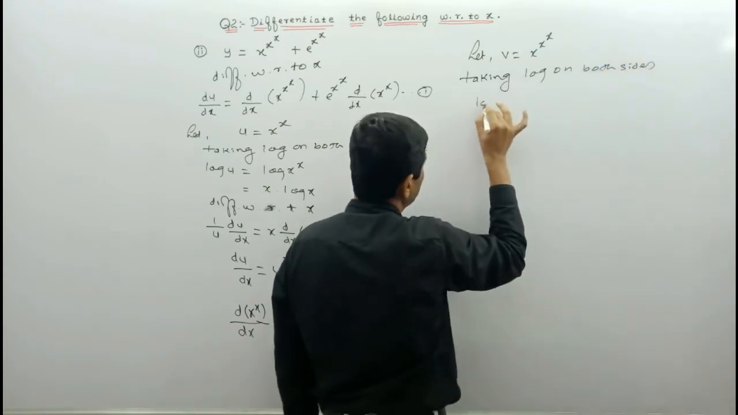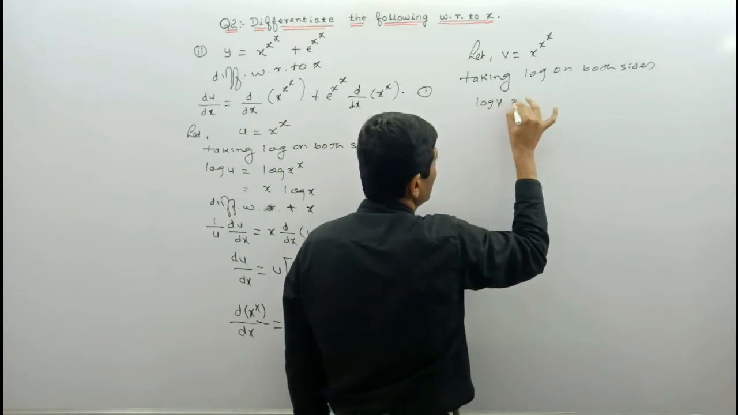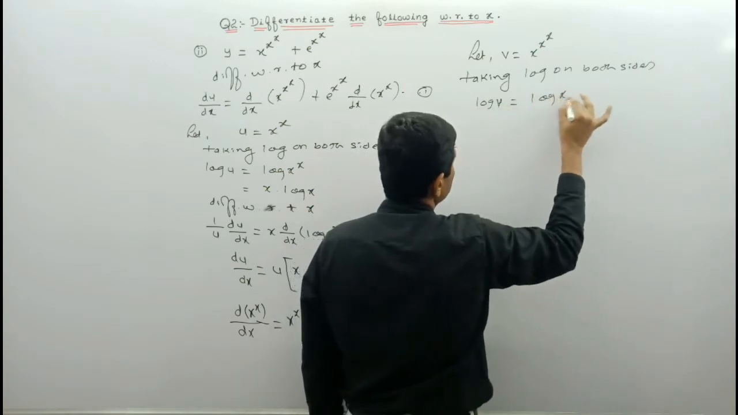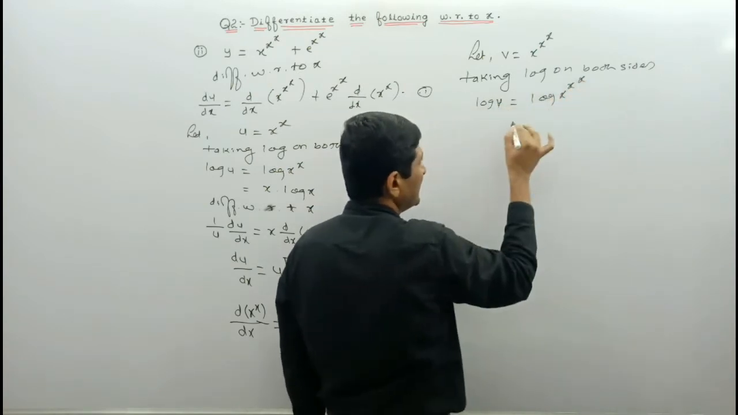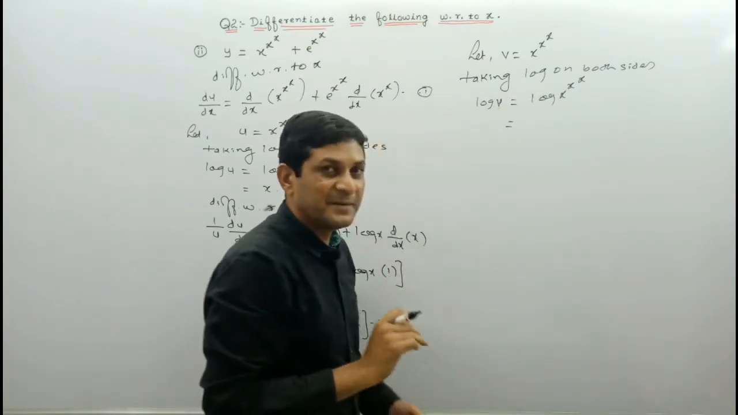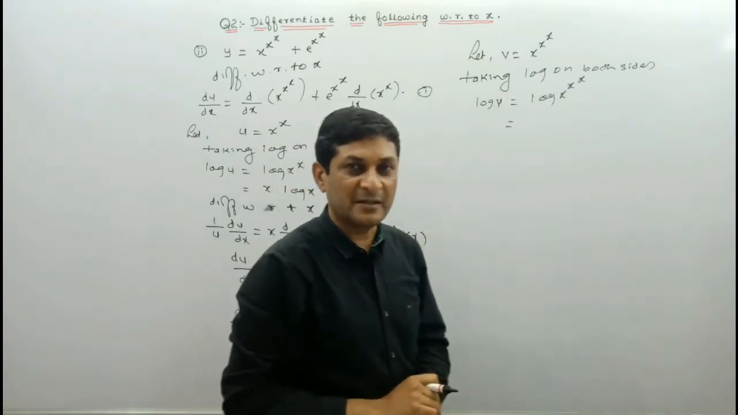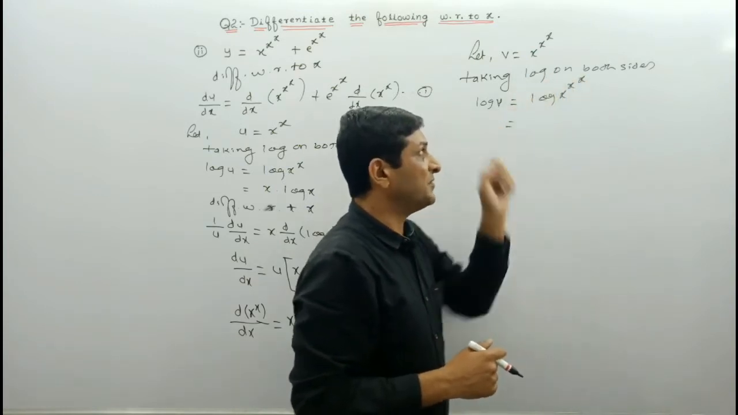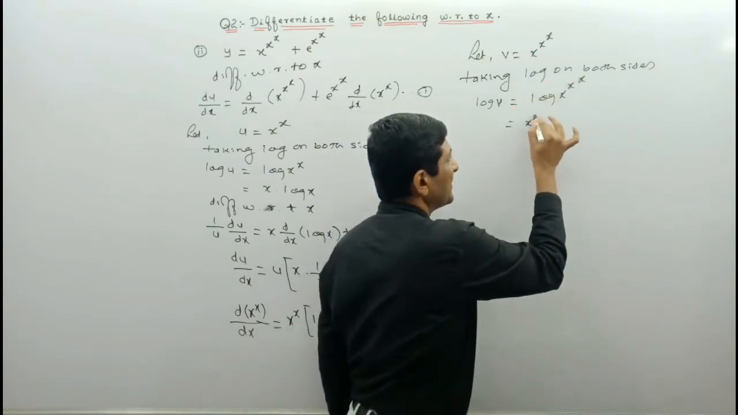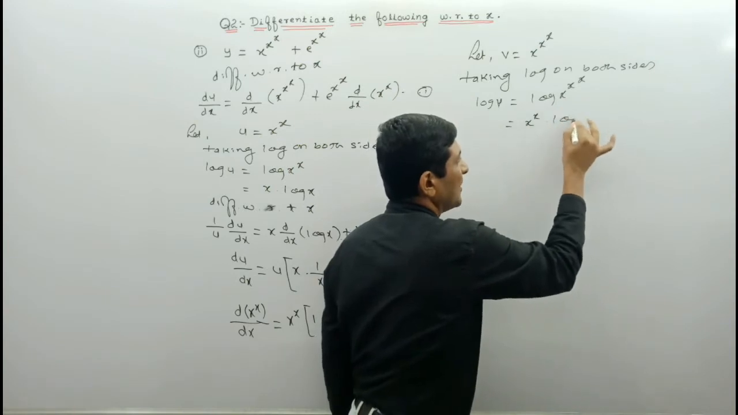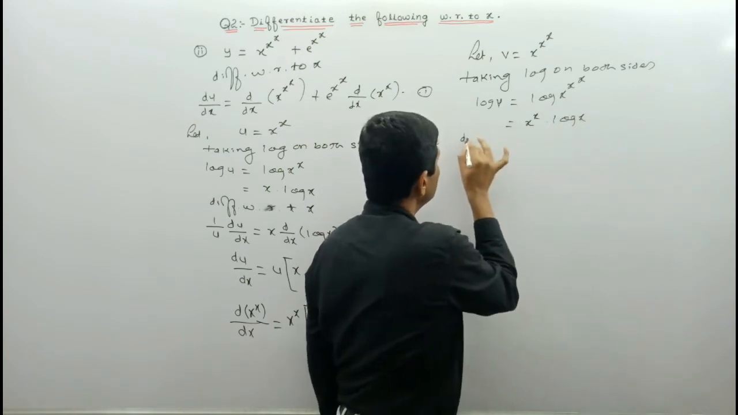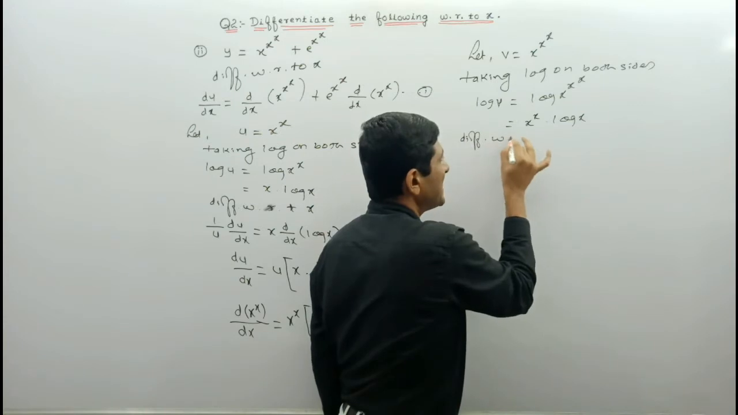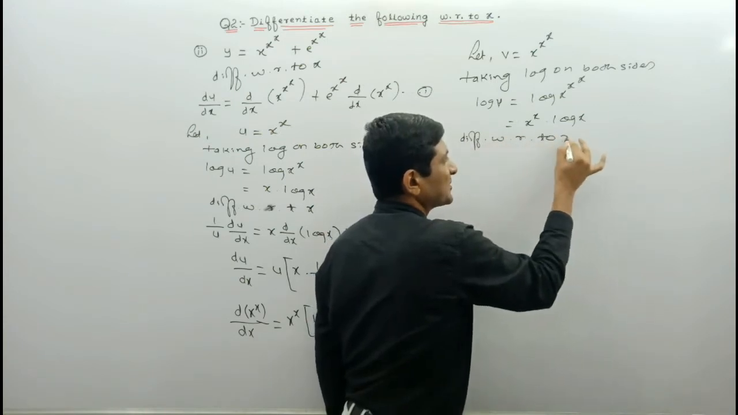On this side we will get log v is equals to log of x raised to power x. So this side we are simplifying, applying laws of logarithm. According to laws of logarithm, this power can be taken as coefficient. What is the power here? x raised to power x, into log x, keep it as it is. Now differentiation can be found out applying product rule. So differentiate it with respect to x.